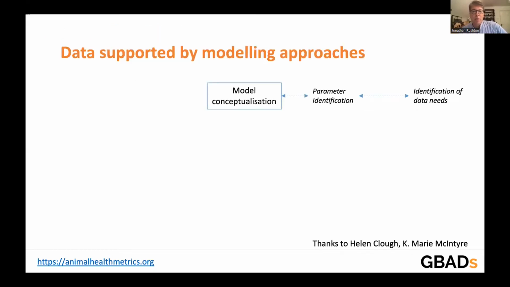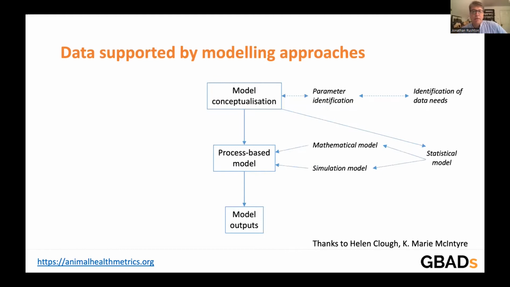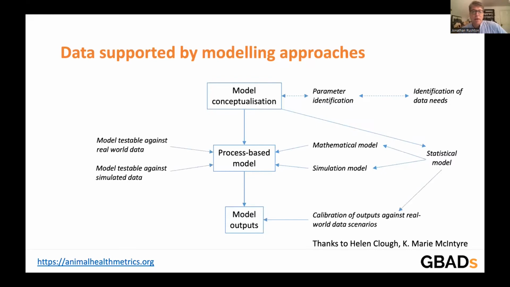And how do we support that? Well, we need some kind of model conceptualization, and we need a process based on what kind of model outputs we're looking for. The model conceptualization helps us identify data needs. It also helps us identify which parameters we have to analyze. And if we've got data gaps, then we can fill those gaps with statistical models, mathematical models, or simulation models that can then be calibrated against data that we find in the field itself. So that process is ongoing in the program.